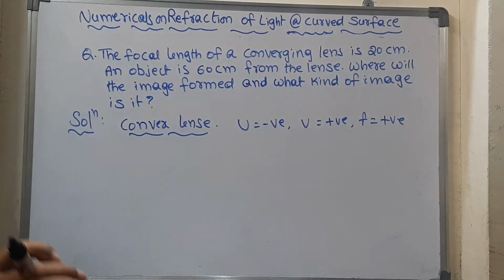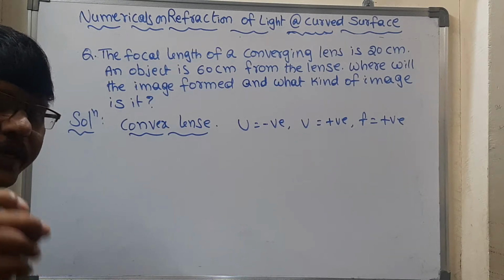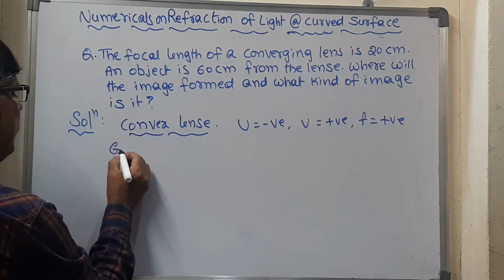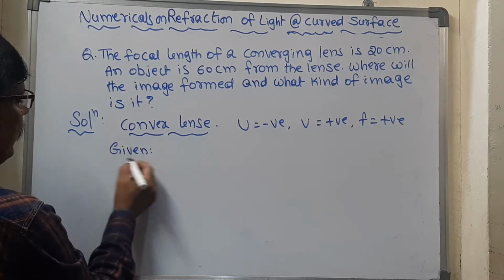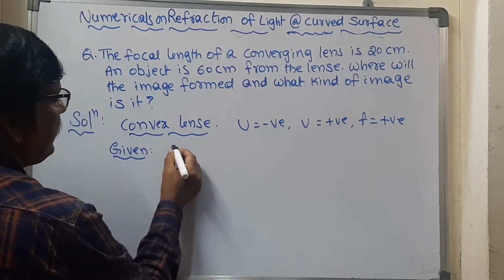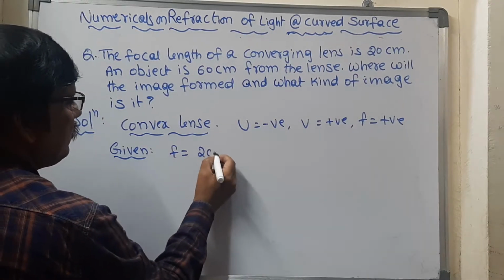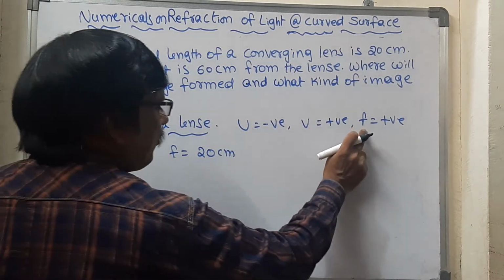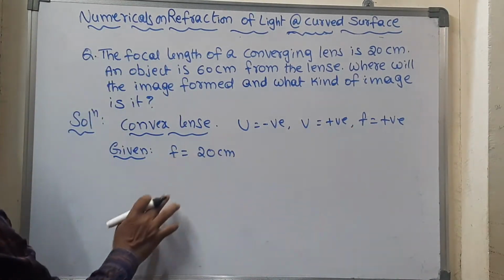For solving numericals for the board exam or a competitive exam, first of all you should write the given. What is given here? The focal length is given, that is f equal to 20 centimeters. Write the sign convention: focal length is positive, so take 20 centimeters as is.